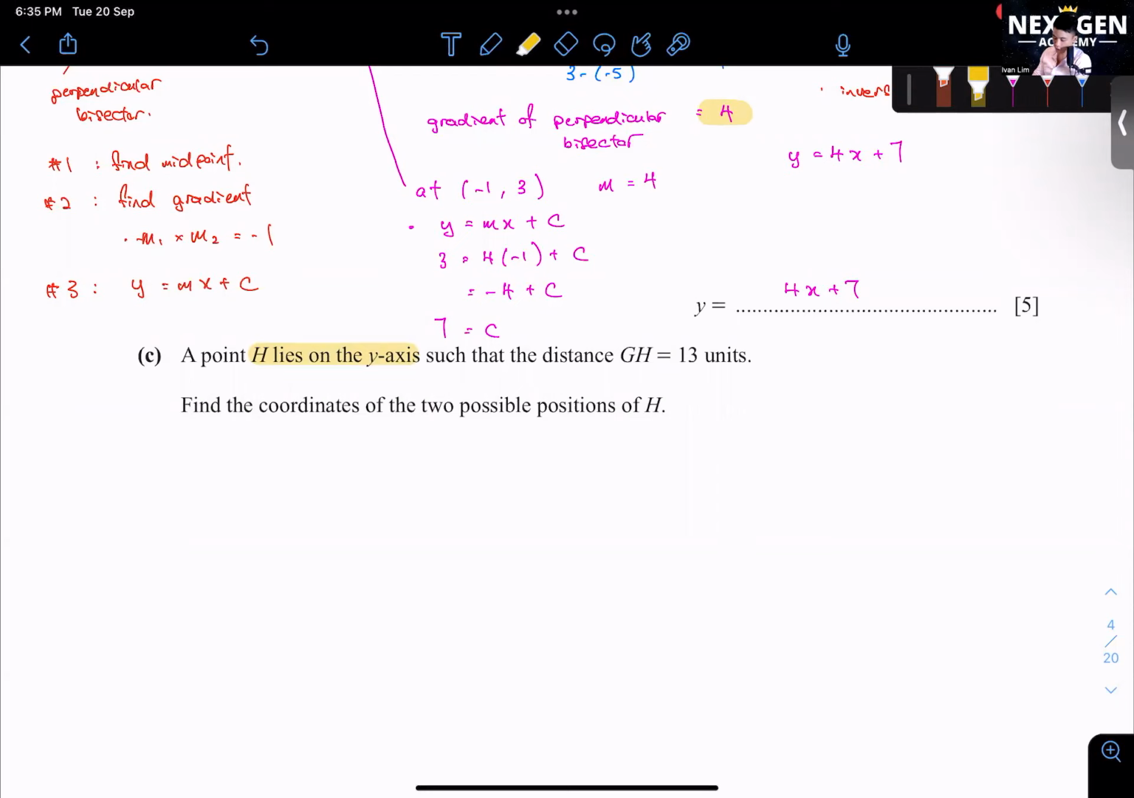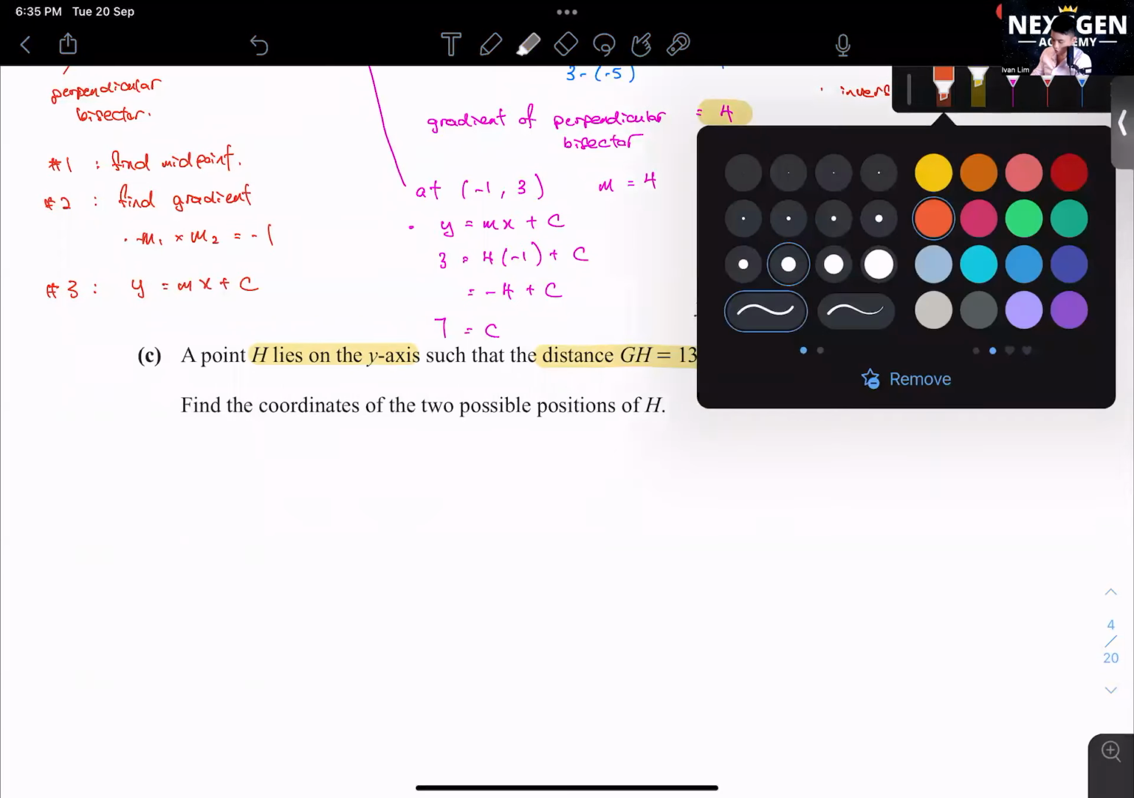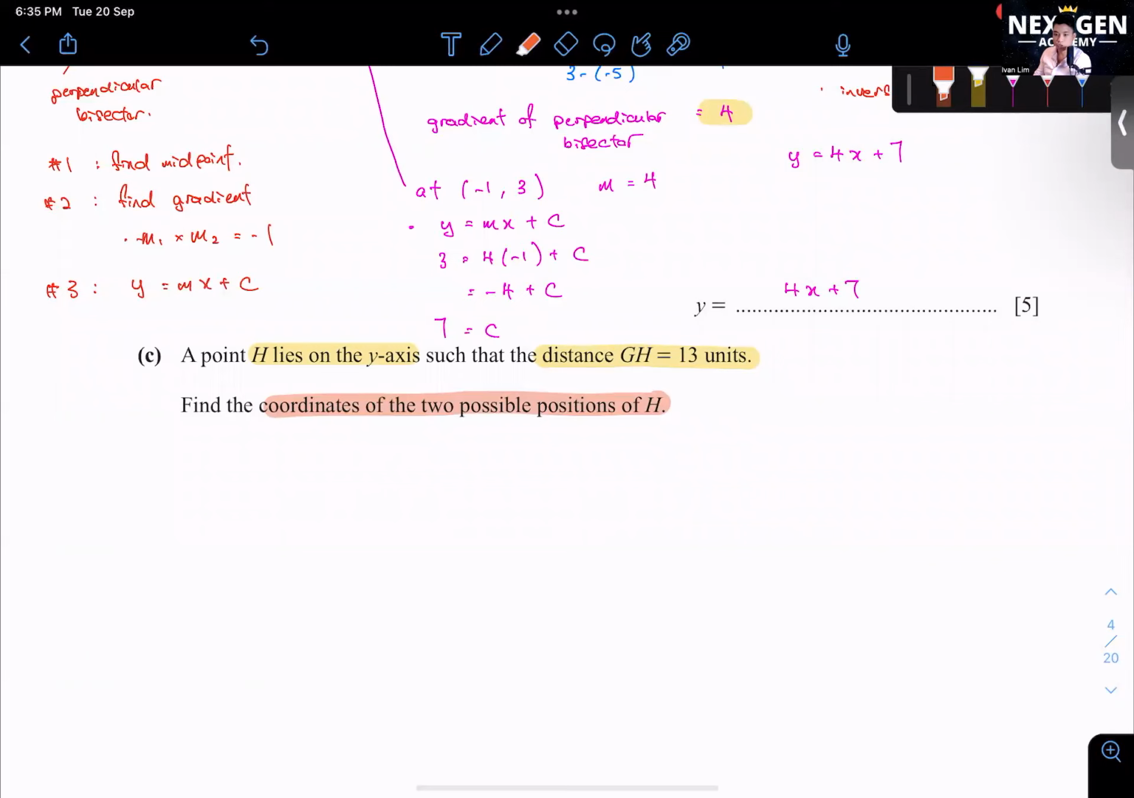A point H lies on the y-axis such that GH equals 13 units. Then they say, find the coordinates of the 2 possible positions of H. For how I do this question, I sketch it out so I can see how it looks like. Given to us, G is negative 5, 4. So we plot it out like this. G is negative 5, 4 over here.